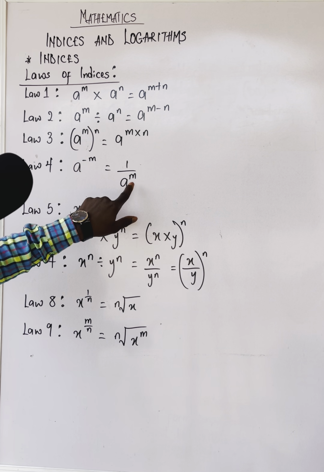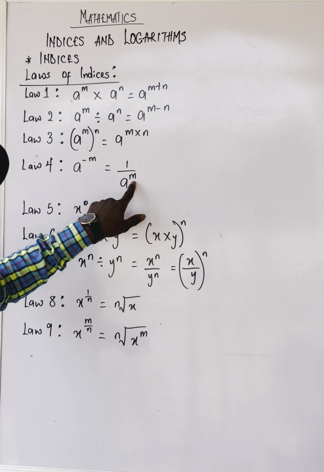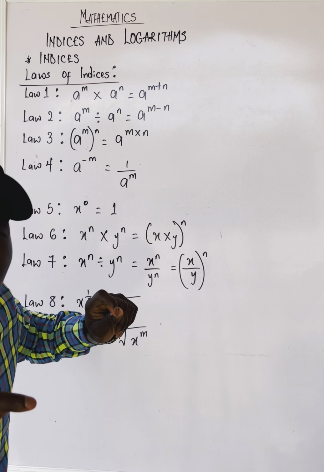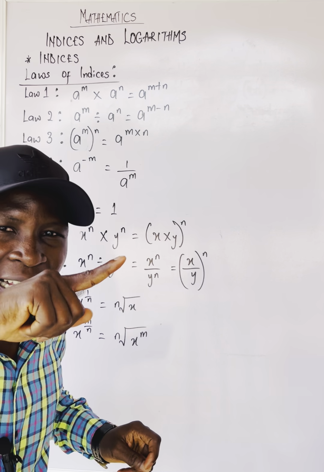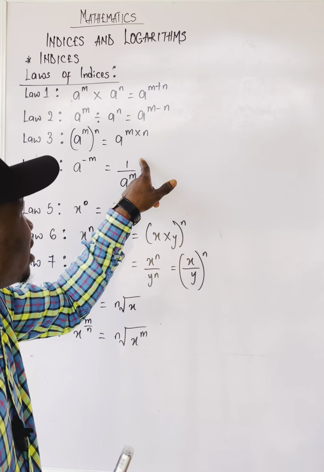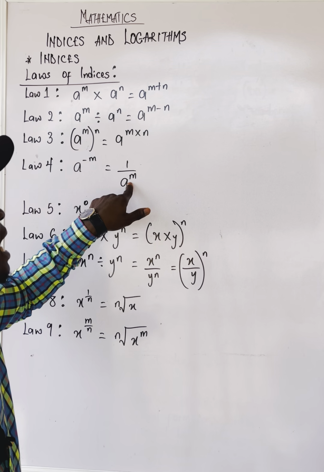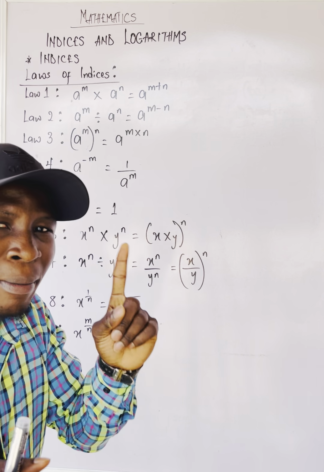When you are bringing the m here, the power will not carry a negative again, because that negative power is already written as 1 over. So when I'm writing it here, I will not put the negative again. Don't make that mistake.